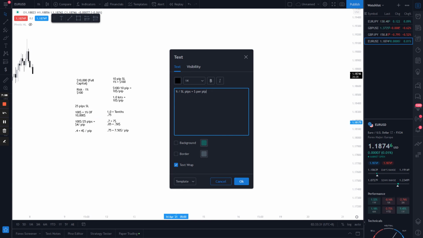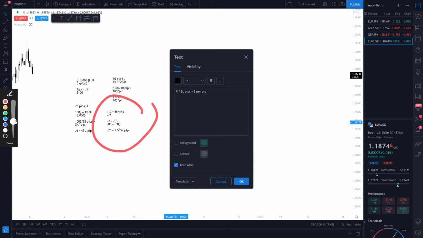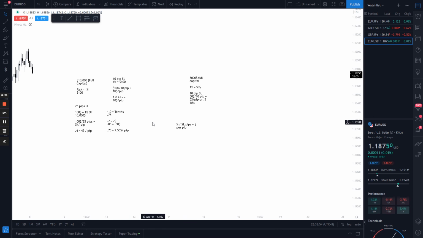So let's go through again. Percentage, let's say it's 1%, $100, divided by the SL pips, which is 10, and then you get the dollar per pip. And how do you convert the dollar per pip? It's right over here. You don't really have to memorize it, it's fairly simple to understand. But if you are on the go and you don't have a lot calculator, you can just go through the formula: percent divided by SL pips equals dollar per pip value, and then you can convert that dollar per pip value into your lot size accordingly.